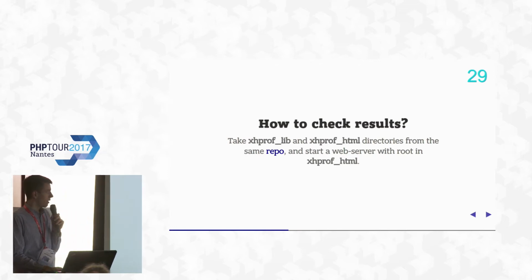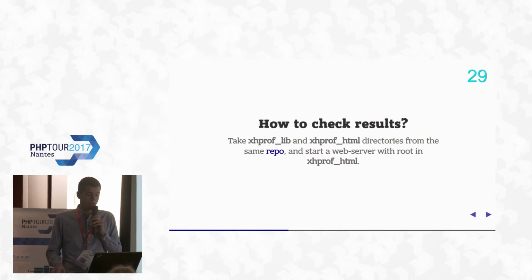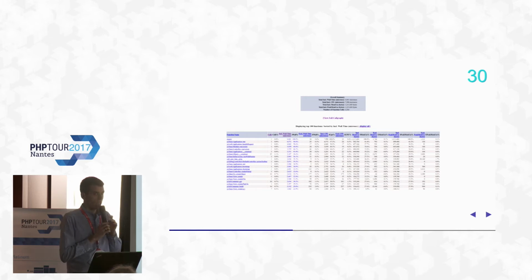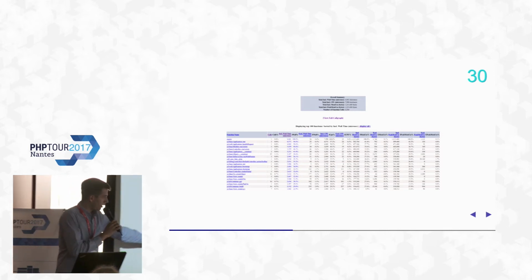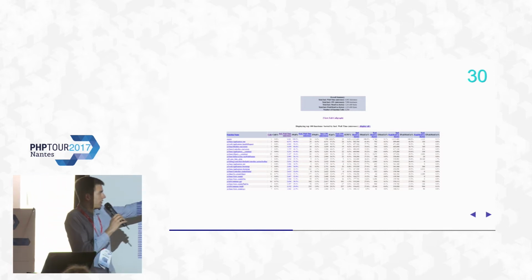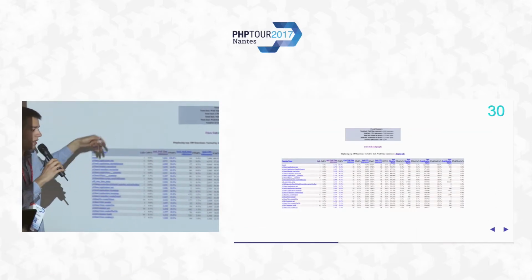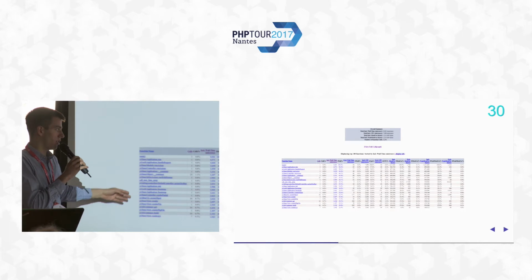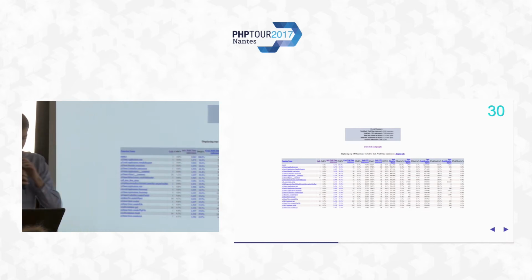But how to check results? We should take these two directories, XHProf library and XHProf HTML, put them in the same directory, start a web server with root in XHProf HTML, and we will get a page like this. I know that it is mostly invisible from the end of this audience, but here are the method names. Okay, let's start from here. It's the overall summary. Here you see the wall time, the CPU time, the memory usage of the whole application run, and the same information for each method that was run during this application run, like number of calls, and the same wall time, CPU time, memory, and so on.